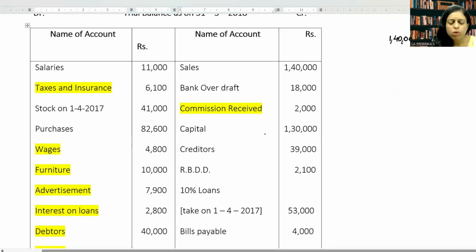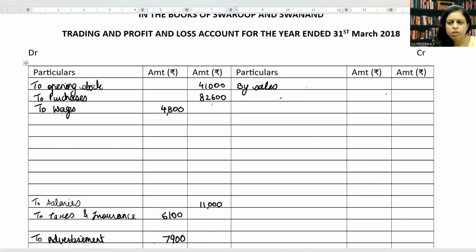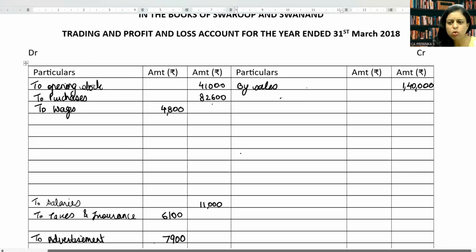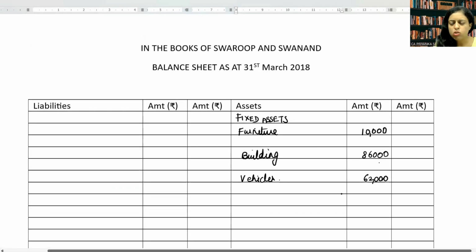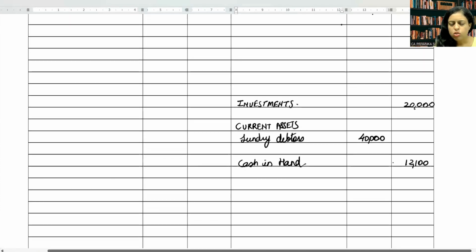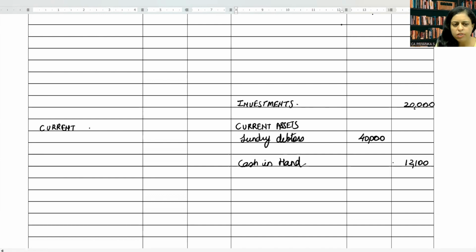Next one, bank overdraft. Bank overdraft is what? It is a liability, right? So bank overdraft, liabilities side of balance sheet, I'm going to go to the balance sheet, short-term liability. So I'm going to put it under the head of current liabilities. So I'm writing here current liabilities, leaving some space for the capital account and everything. So current liabilities.